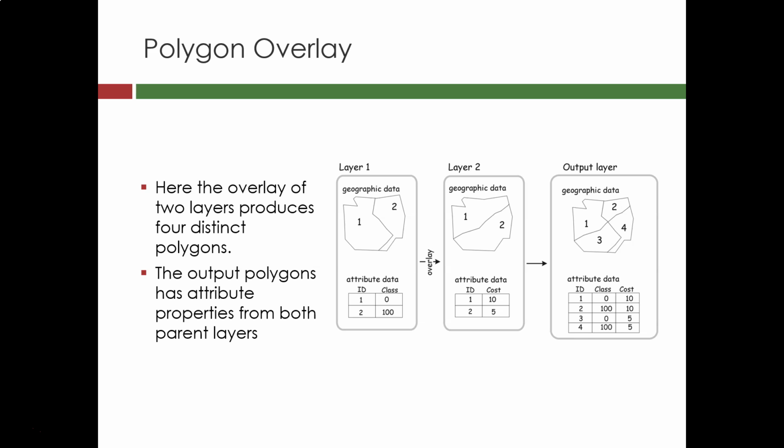Polygon overlay. Here the overlays of two layers produce four distinct polygons. The output polygons have attribute properties from both parent layers. This is basically the theory behind the intersect and union tools. So we have 1, 2 polygons, and in layer 2 we have another 1 and another 2. And our output layer has attributes from 1, 2, 3, and 4.